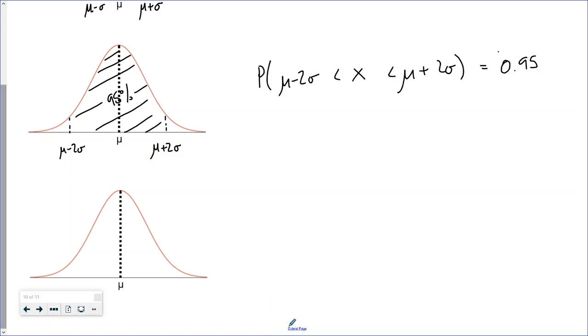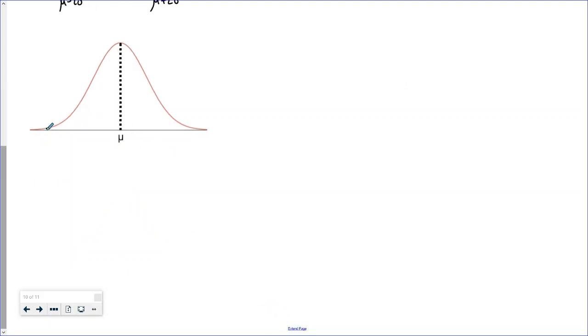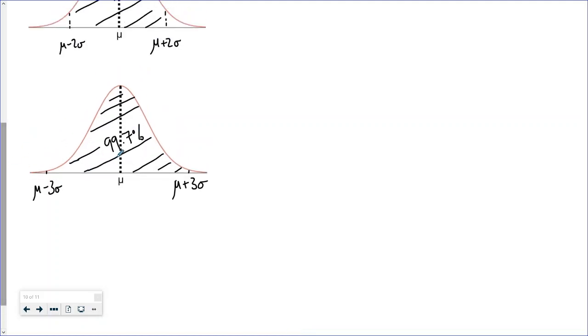And again, we could move further away from the mean, and let's look at 3 standard deviations. So what's the probability of x being within 3 standard deviations of the mean? So that's equivalent to saying it's greater than mu minus 3 sigma, but less than mu plus 3 sigma. And that probability, underneath the curve between those values, is 99.7%. So that means there's a 99.7% chance that x is within 3 standard deviations of the mean, either above the mean by 3 standard deviations or below the mean by 3 standard deviations.